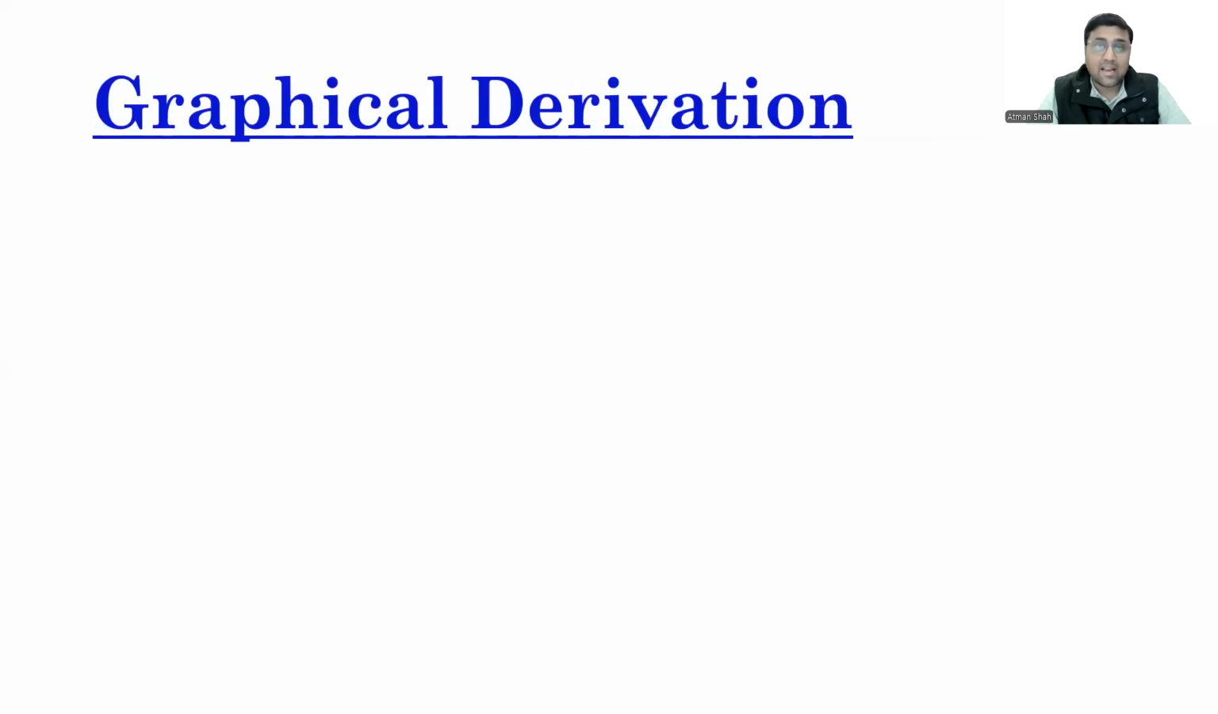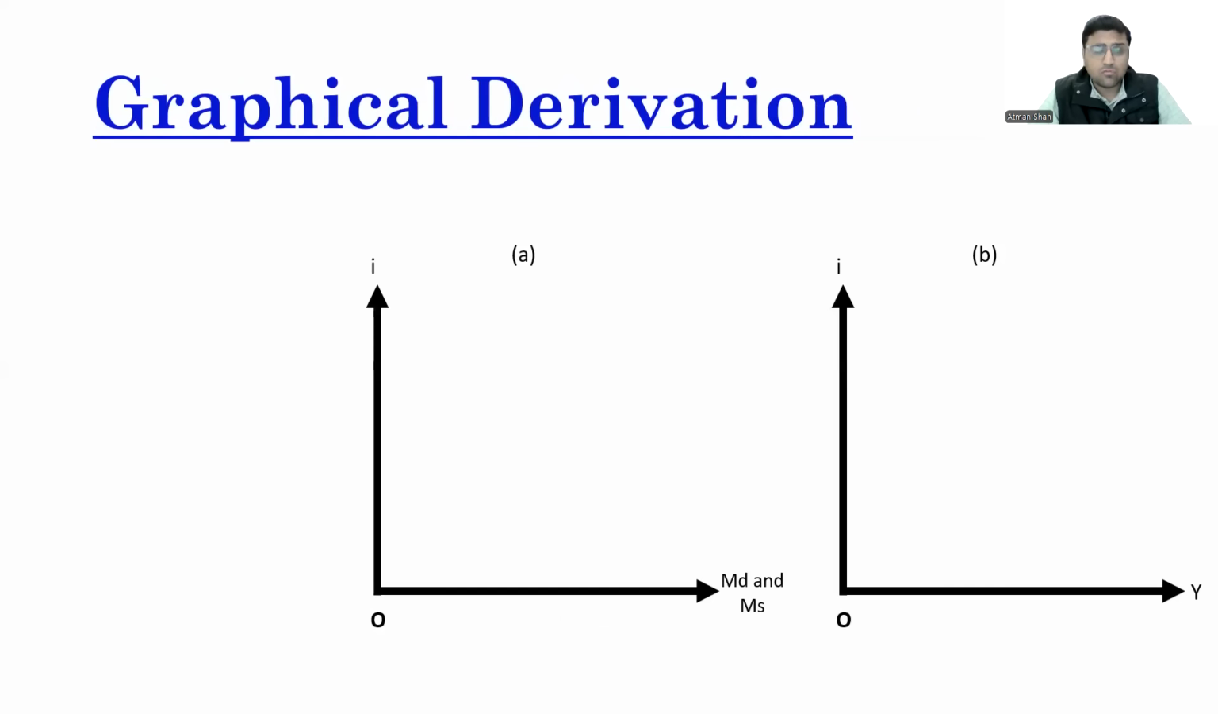Now let's understand the graphical derivation. So we have two panels, panel A and panel B. Panel A shows the money market equilibrium and panel B shows the LM curve. So this is money supply curve, which is fixed, and therefore we have a vertical line.